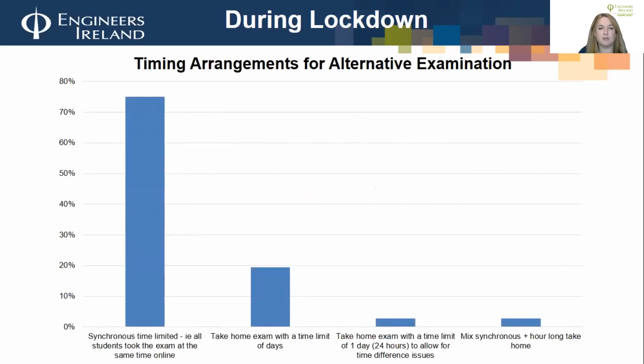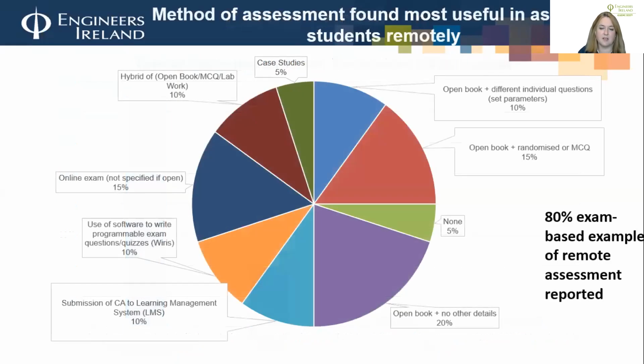During lockdown, for the timing arrangements for alternative examinations, you could see 75% or thereabouts of people reported synchronous time limited. In other words, all students took the exam at the exact same time online. So that was by far the majority of people returning to examinations as their primary use of assessment during the lockdown. Following that was 20% reporting take-home exams on a time limit of days, and the others were quite small.